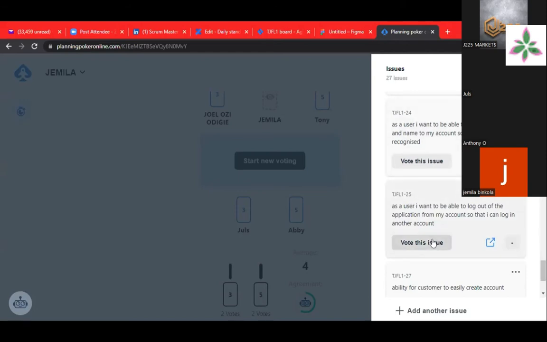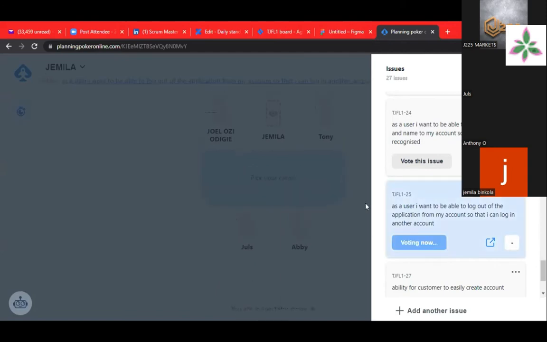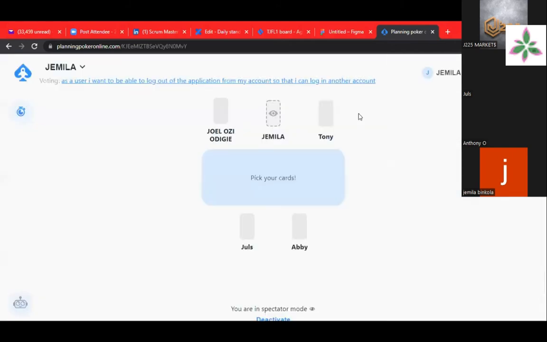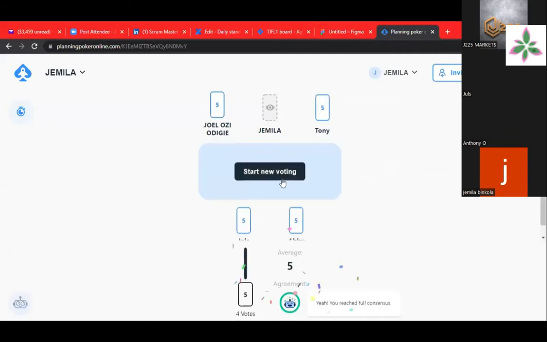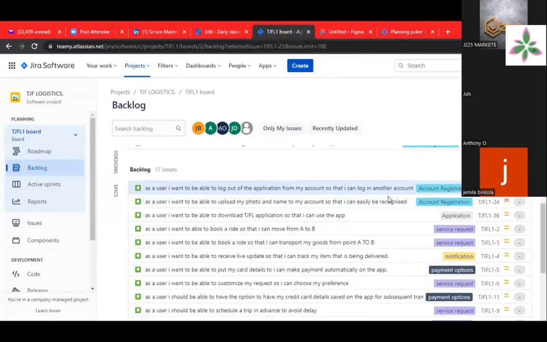Okay, so we're just going to vote on the issue again. Okay, thank you very much. We have a consensus now. Yes, we do. We're just going to vote on the next user story, 24.